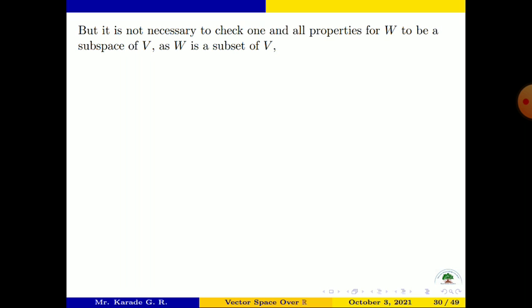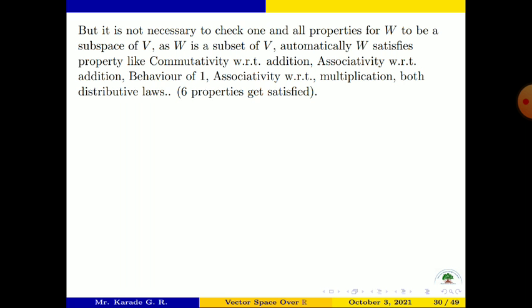As W is a subset of V, automatically W satisfies properties like commutativity with respect to addition, associativity with respect to addition, behavior of one in R, associativity with respect to multiplication, both the distributive laws. Means in all 6 properties will get satisfied by W, as W is a subset of V. Now it remains to verify only the remaining 4 properties.